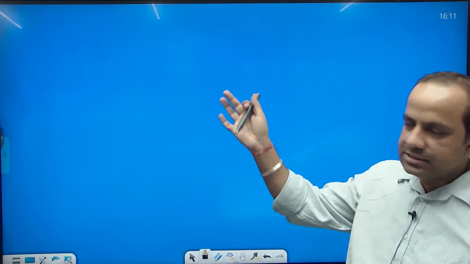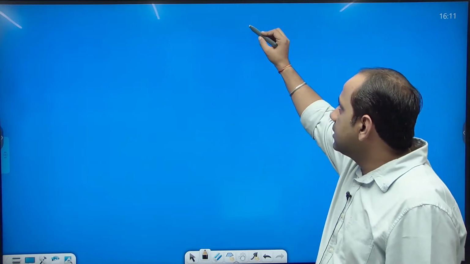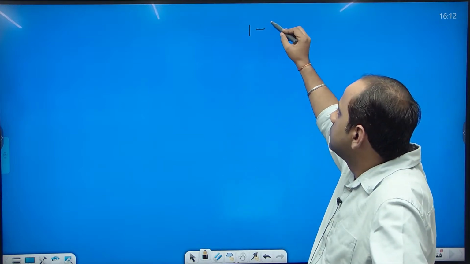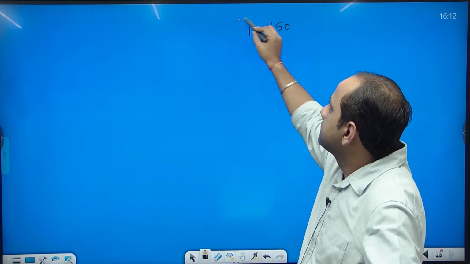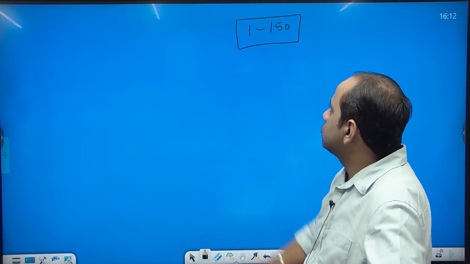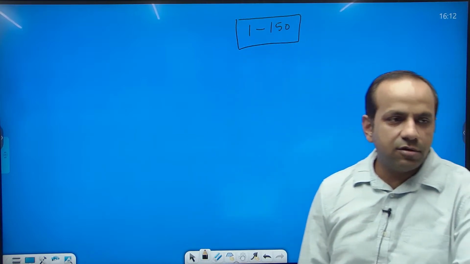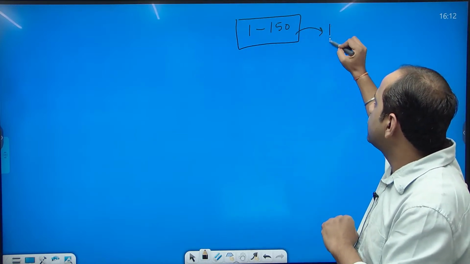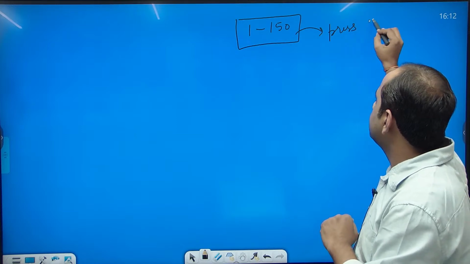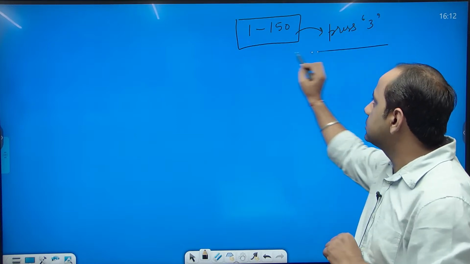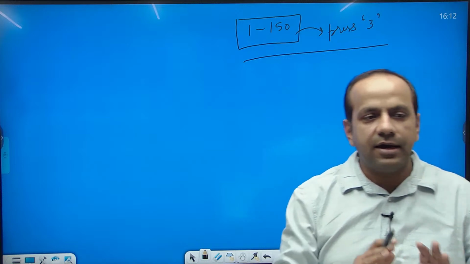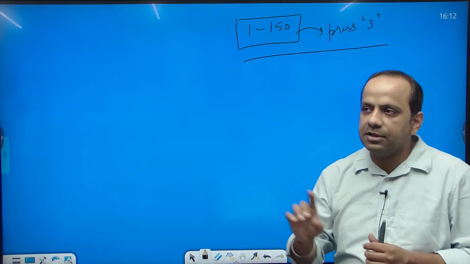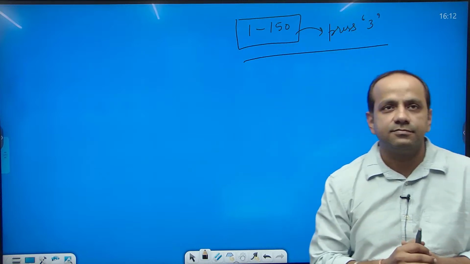Okay, let's answer this question. If I write down all numbers from 1 to 150, just understand this question very carefully. If I type all numbers from 1 to 150, how many times I have to press the key 3? Just solve this, think over it and answer carefully.